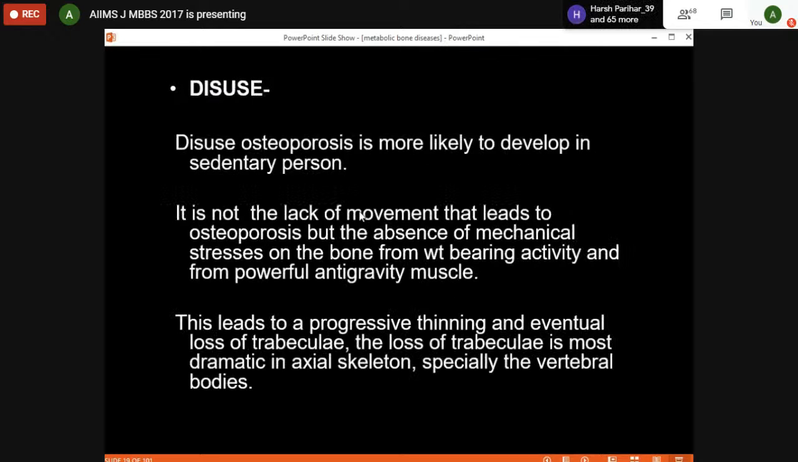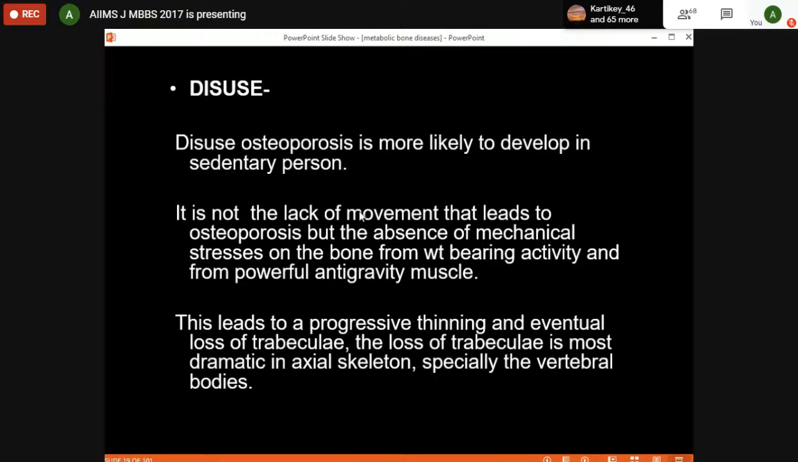And the other one is disuse atrophy. Disuse osteoporosis is more likely to develop in sedentary persons. It is not the lack of movement that leads to osteoporosis, but the absence of mechanical stress on the bone from weight-bearing activity and from powerful anti-gravity muscles. This leads to a progressive thinning and eventual loss of trabeculae. The loss of trabeculae is most dramatic in the axial skeleton, especially the vertebral body.